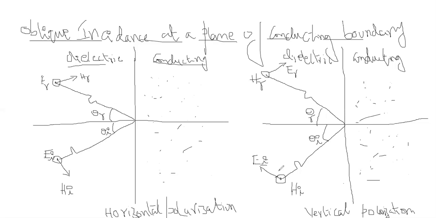Okay. Now by using these diagrams, you can find the reflection coefficient and the transmission coefficient. The transmission coefficient, as usual, is 0 here at the conducting boundary. And what is the reflection coefficient, and how can we find the intrinsic impedance also, from the horizontal polarization and the vertical polarization? First, you can go by using the horizontal polarization.